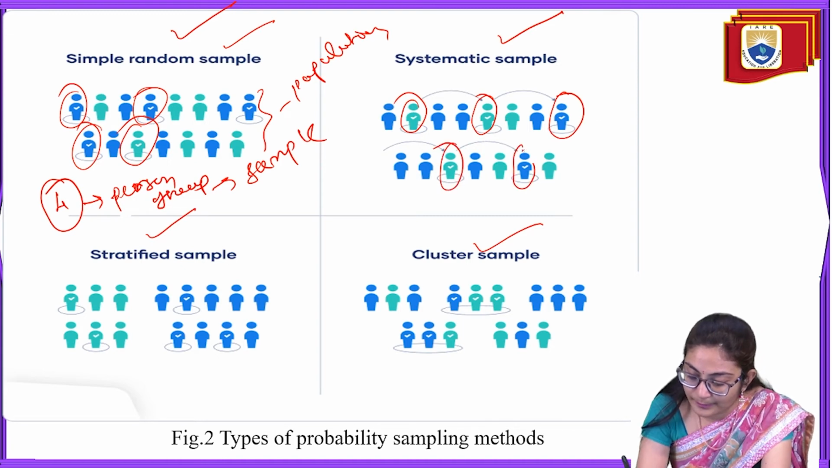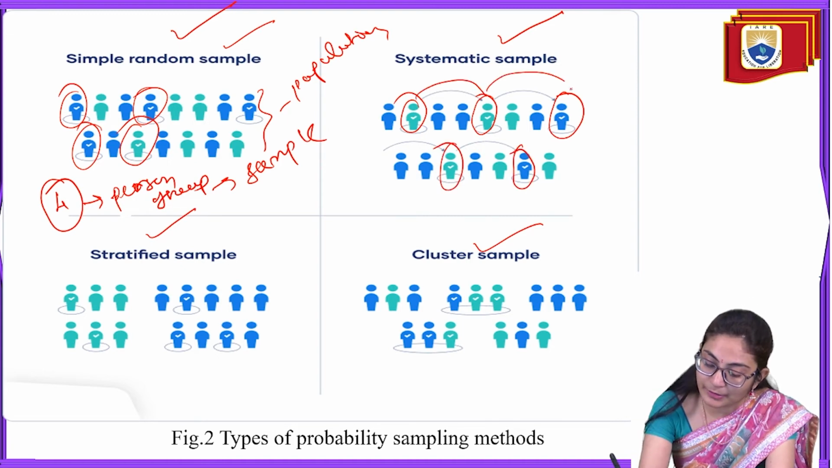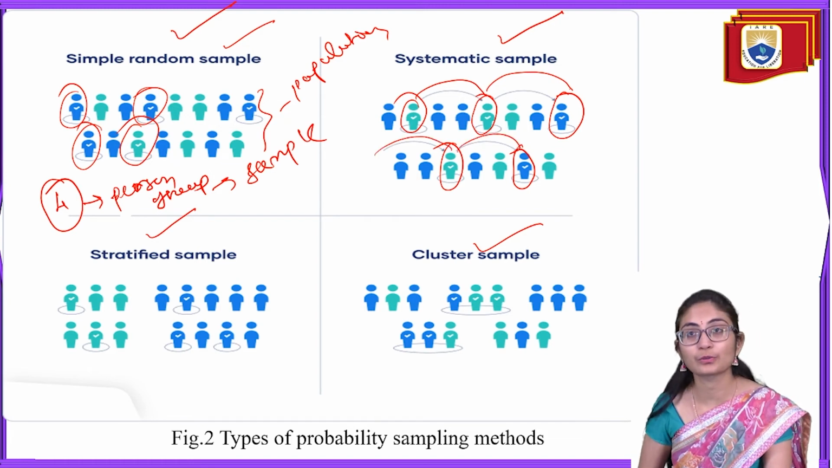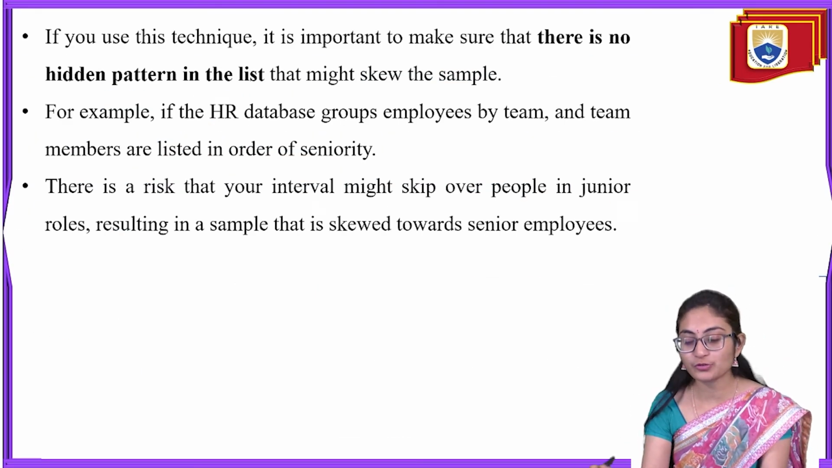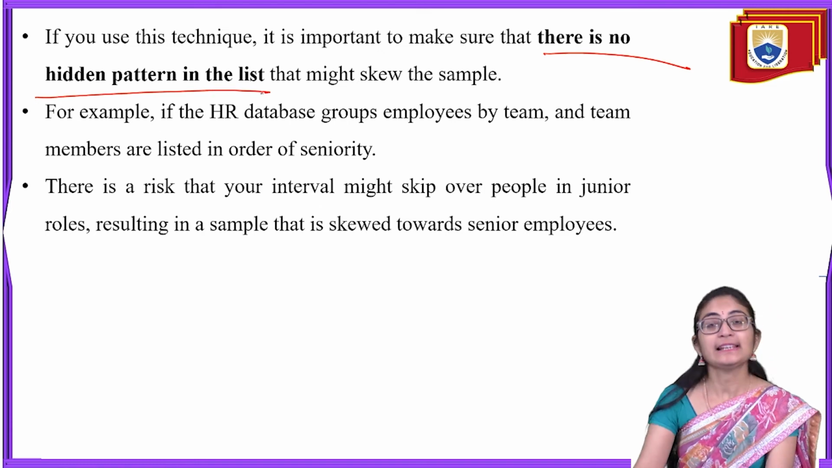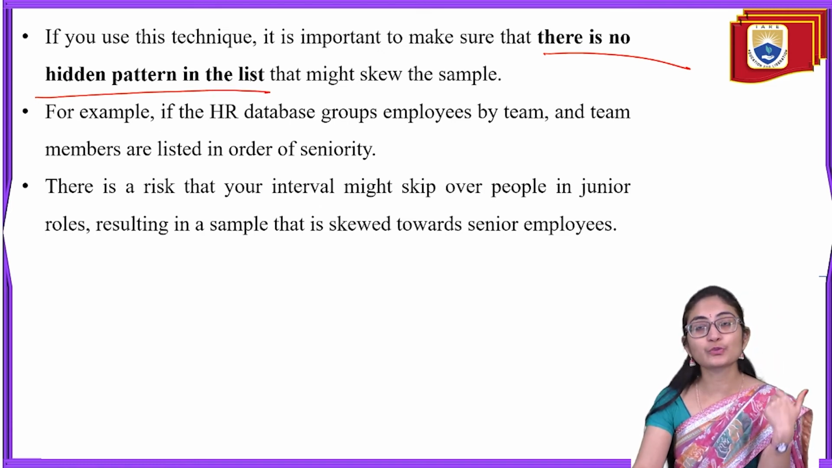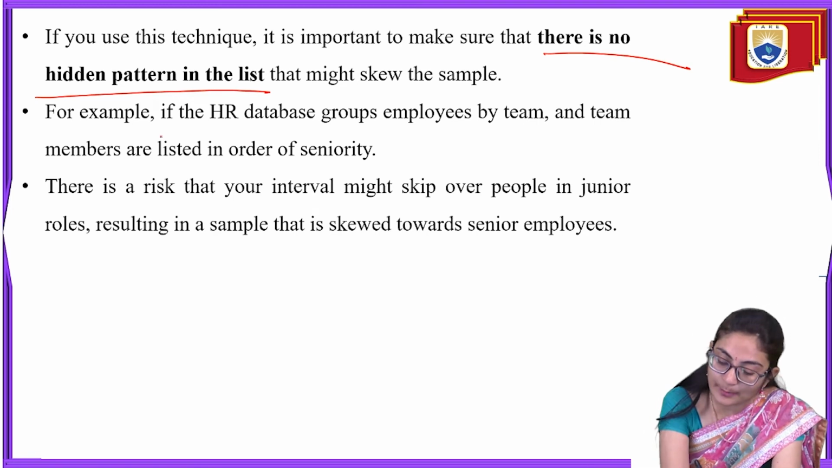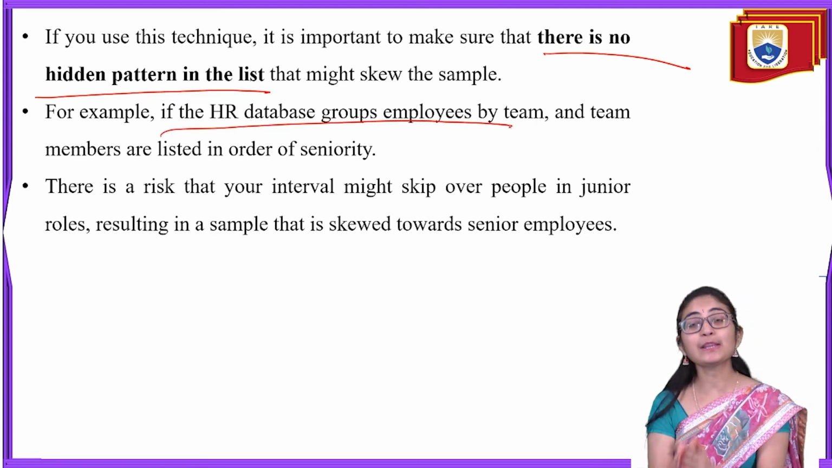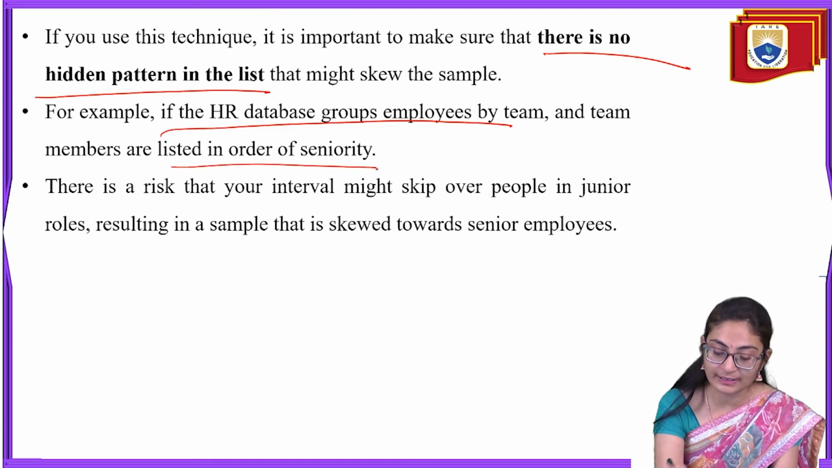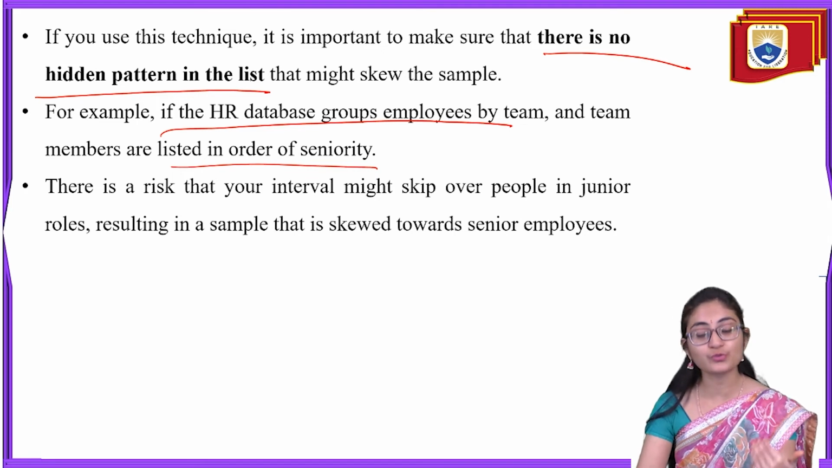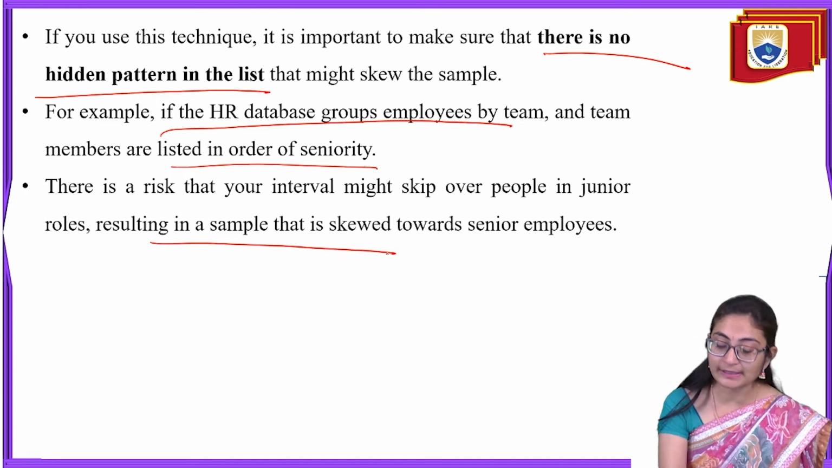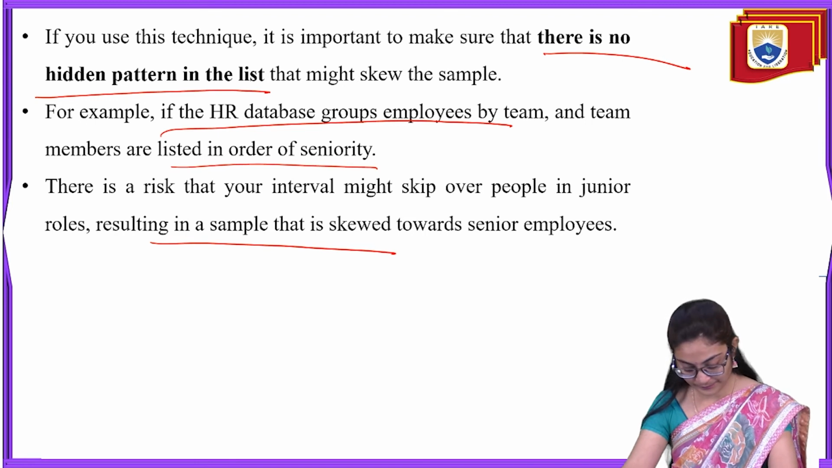People got selected, and there is a particular event also, a particular interval also. If you use this technique, it's very important to make sure that there is no hidden pattern in the list, as that might skew the sample. For example, if an HR database groups employees by team and team members are listed in order of seniority, there is a risk that your interval might skip over people in junior roles, resulting in a sample that is skewed towards the senior employees.